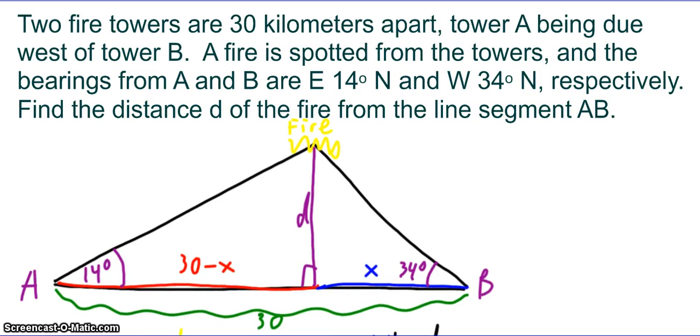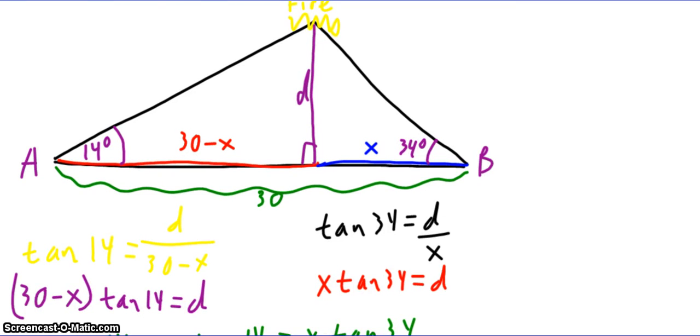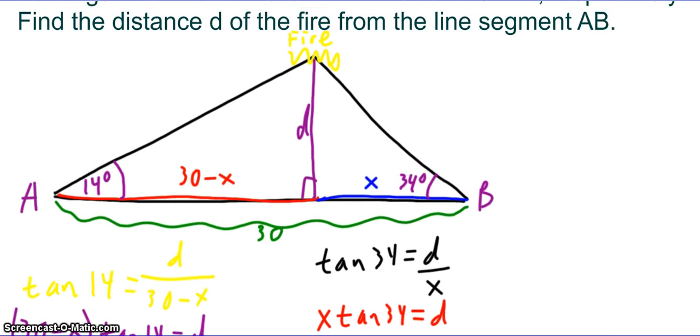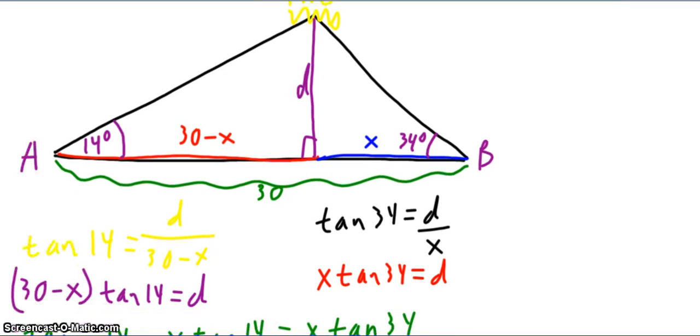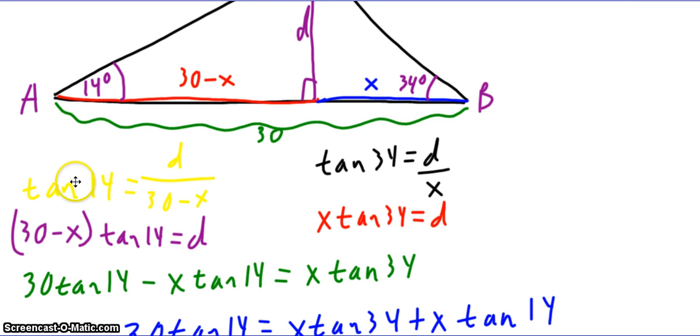Okay, so this is what your picture should look like, or something along these lines. Here's A, here's B, here's the fire. This is my east 14 degrees north. This is my west 34 degrees north. This is a distance of 30. I said that this was 30 minus x, so this is x. This is D that I'm trying to find. So now here we're going to end up with a system of equations. So I first said tangent of 14 is D over 30 minus x, and at the same time I know tangent of 34 is D over x.